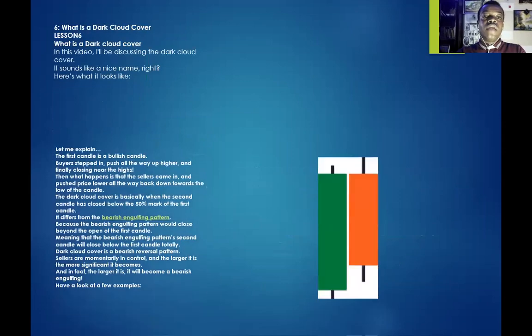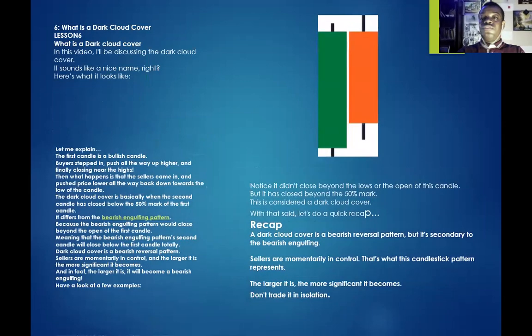Then we are going to discuss the dark cloud. The dark cloud is the bearish one. Whenever you see the dark cloud appear at the top of a buying trend, it is the opposite of the bullish piercing pattern. Remember that the piercing pattern and the dark cloud cover are the advance of the engulfing candlestick.